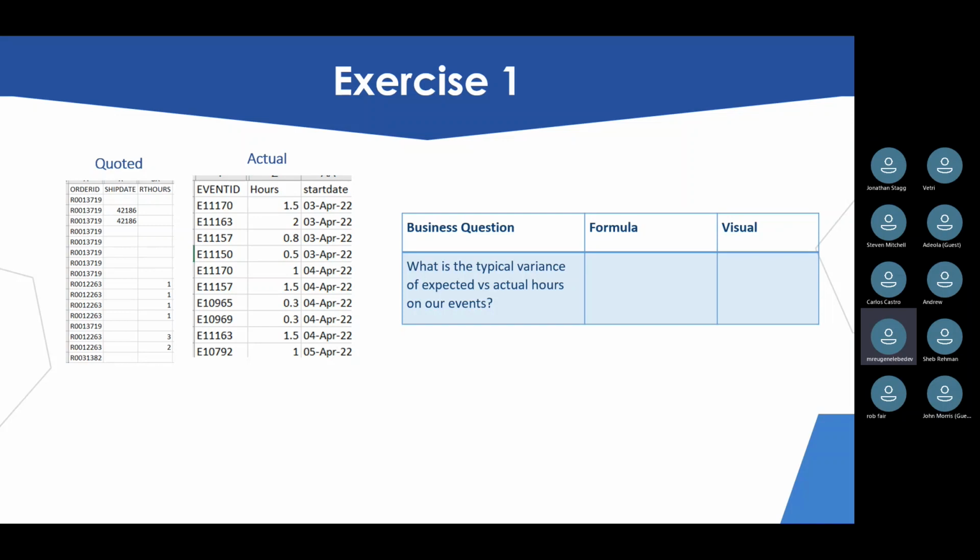Well, I'll kick it off. For example, we could take the event ID. We could try to calculate for this event ID how many hours were spent and how many hours were quoted. We could take the average between all of them. That's one way of putting it. Any other ideas? No?